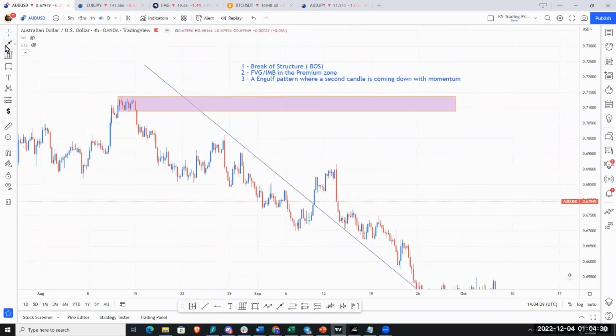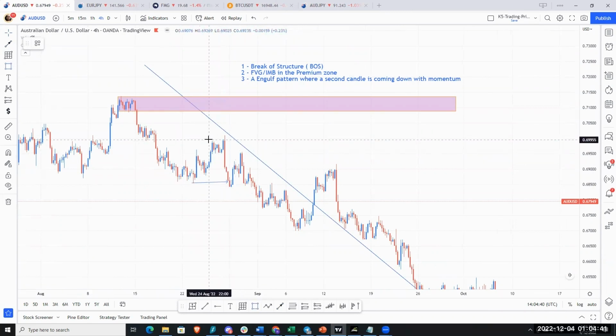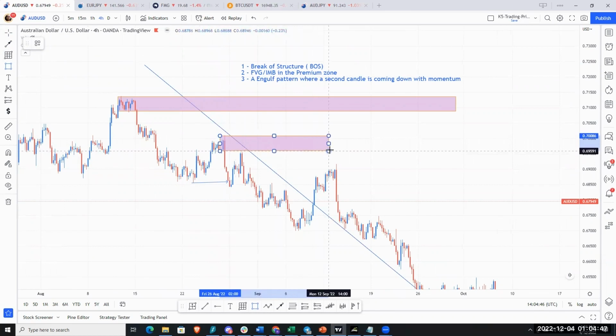Now the second break of the structure is right up here. In this leg, that's your fair value gap, and that's your zone. So swing point right up here, around here. So we can mark that area. Okay. And you can see the market just touched up here.